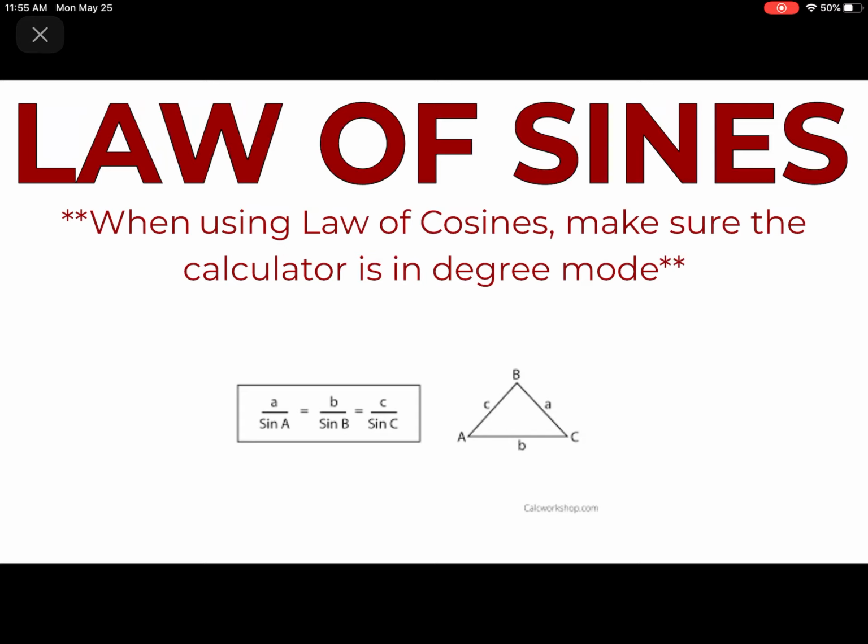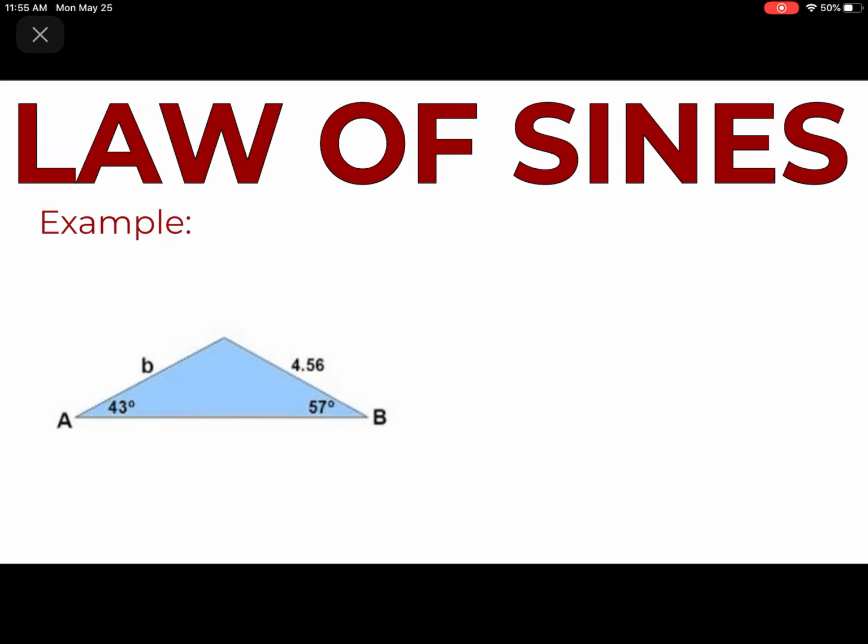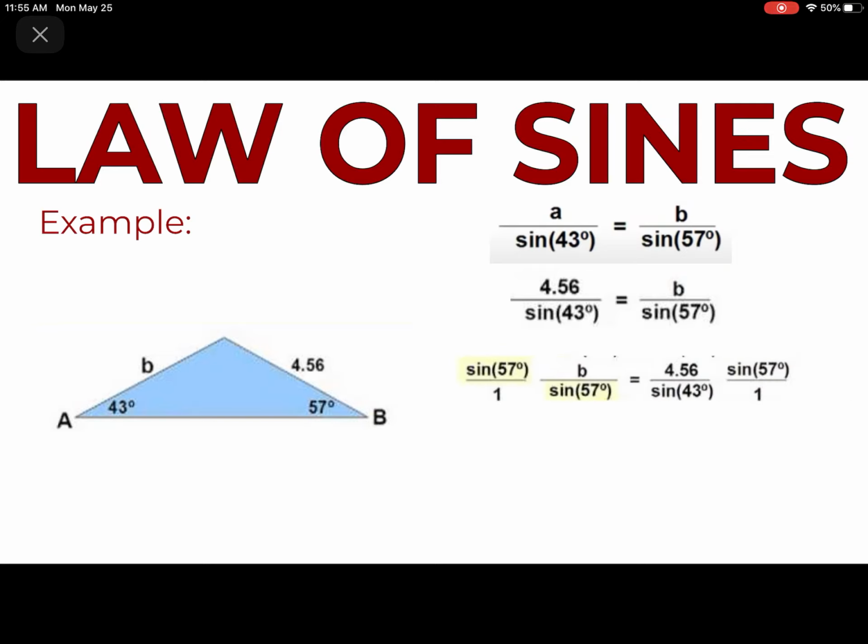And my ratios are A over sine A equals B over sine B equals C over sine C. All right, so one example here, we have this triangle. We're going to be looking for side B. So my ratio, I have side A over the sine of 43 equals side B over the sine of 57. So now I'm going to plug in my side A, 4.56. I'm going to multiply both sides by sine of 57. Okay, so now B equals 4.6 times sine of 57 over sine of 43.